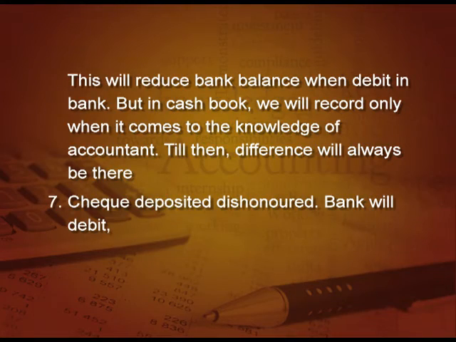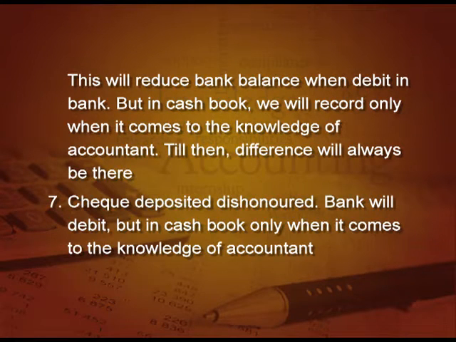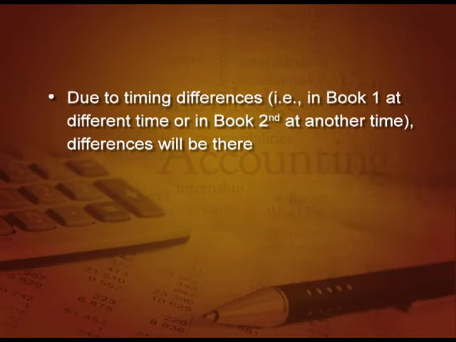Coming to the next point, check deposited dishonored. Now, when the check is dishonored, bank will debit in the passbook, but in cash book only when it comes to the knowledge of the accountant or the firm. So, we see that due to timing difference, that is, in one book at a different time and in the second book at another time, the differences will be there.